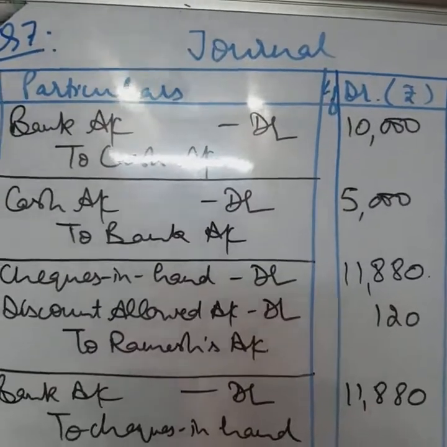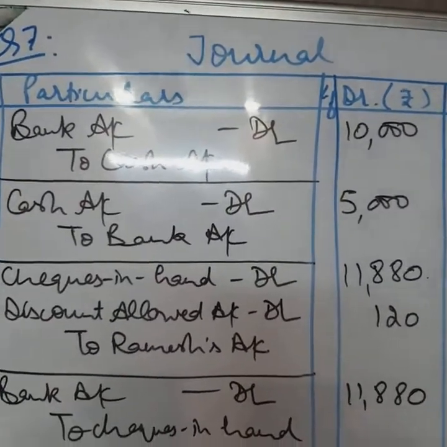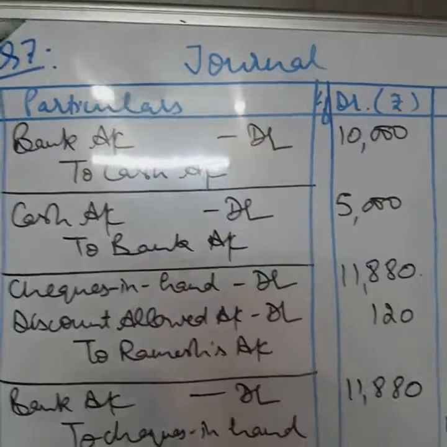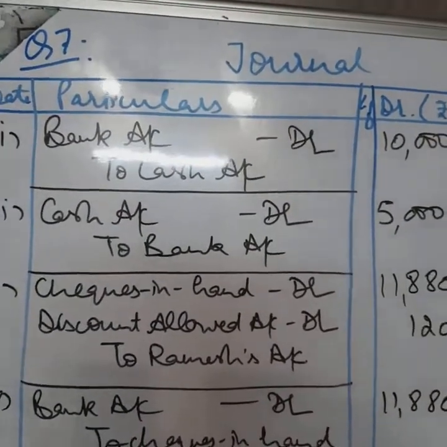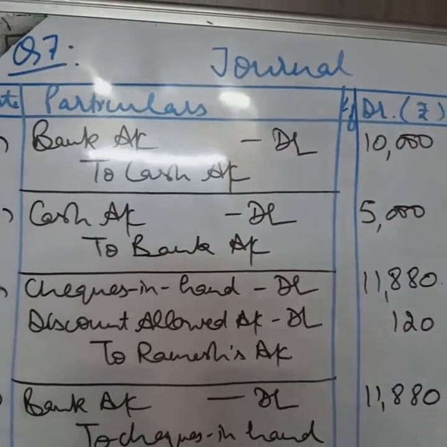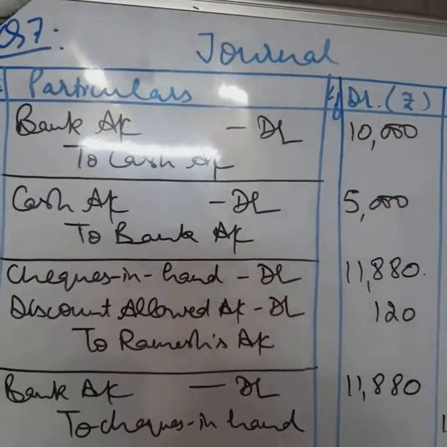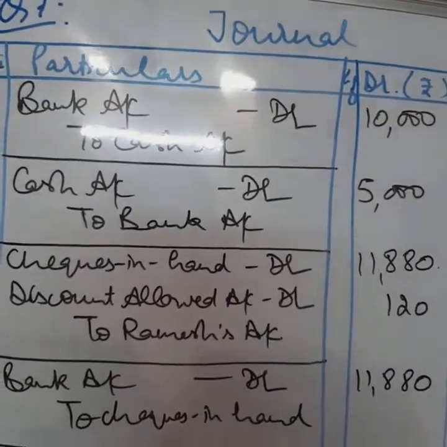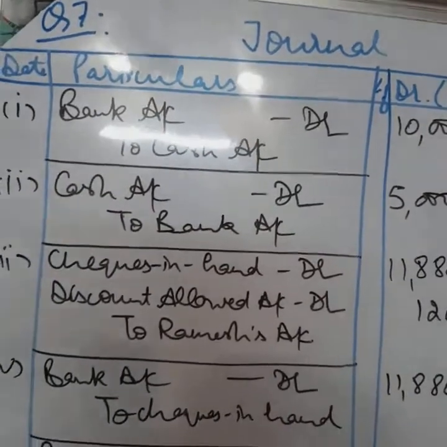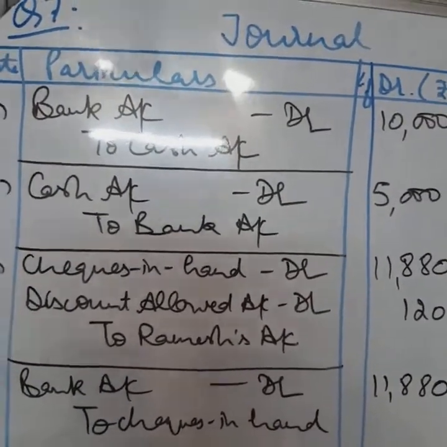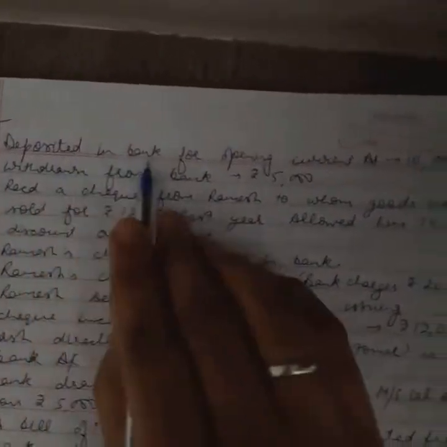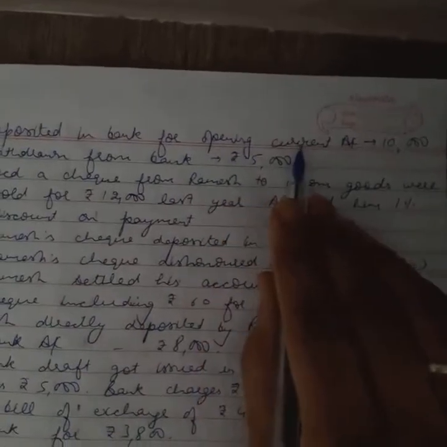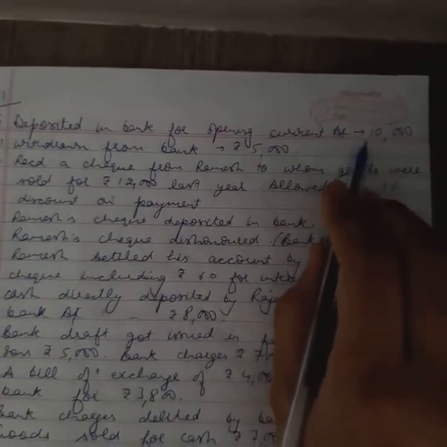Good morning, students. Continuing with our topic of banking transactions in journal, today I am going to take up question number 7 of back exercise questions. After doing this question, students, you will be able to record journal entries relating to banking transactions. So, starting with the question, the point number 1 is deposited in bank for opening current account rupees 10,000.